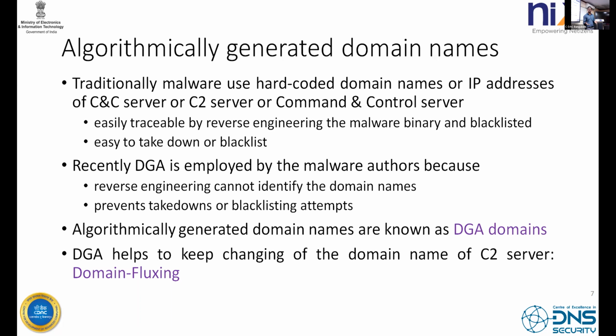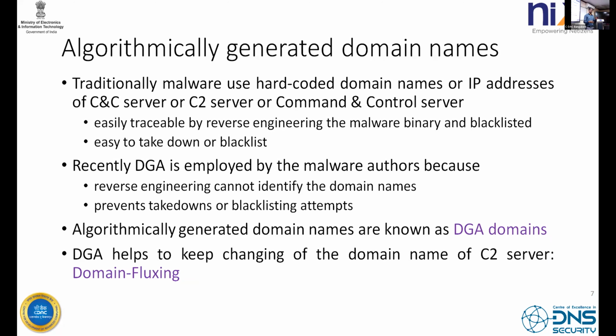I keep on changing my identity and changing my location, right? So by that, the tracking becomes very difficult, right? It is a difficult task to identify the person and track them down, right? And that is what is called domain flexing.